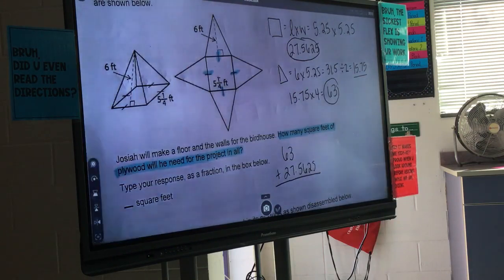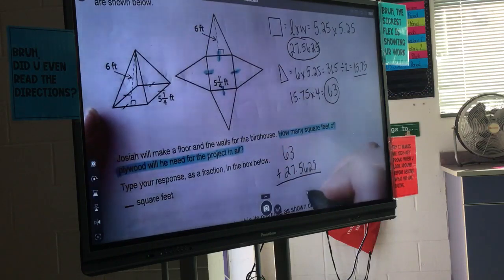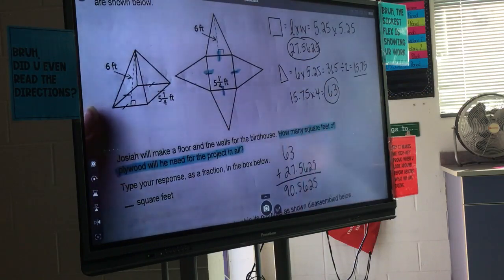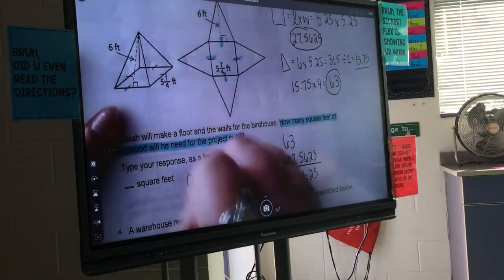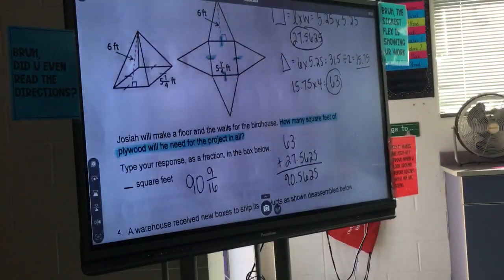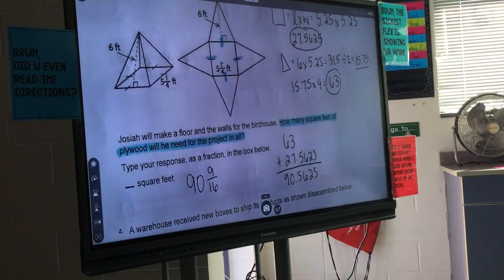Allie, what'd you come up with? 90.5625. This is also 90 and 9 sixteenths. And again, remember, you can punch in fractions to your calculators. So that is an option for tomorrow.